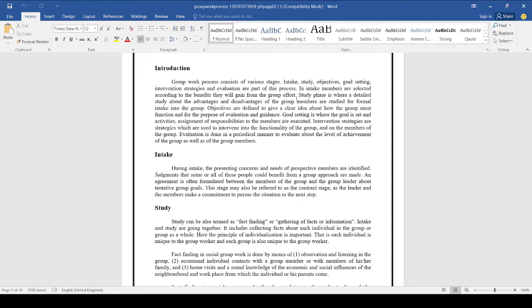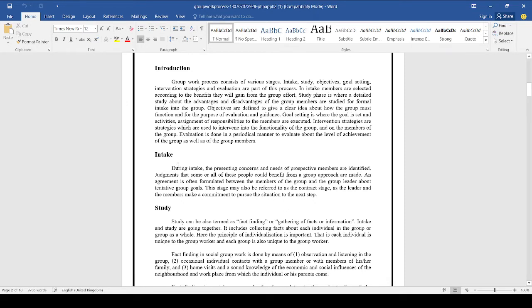During intake, the group members present their concerns and needs. Group members come together and say what their concerns and needs are, and if the members don't tell anything about them, the group worker should identify the needs and concerns of the members. In the intake phase, an agreement is often formulated between the members of the group and the group worker about the group goals.